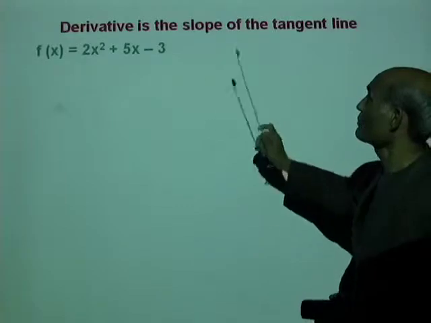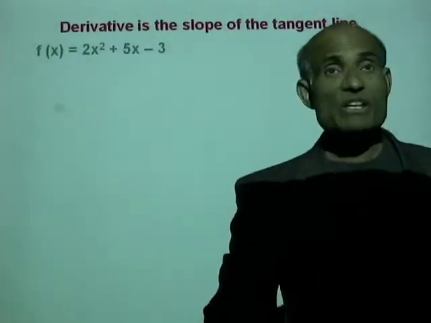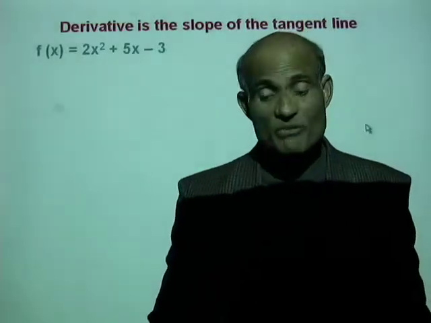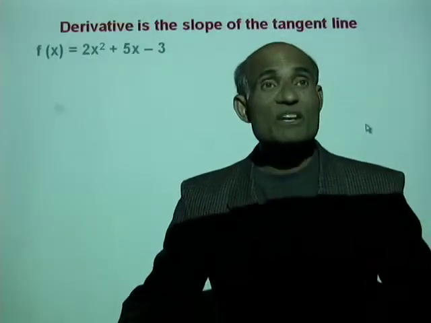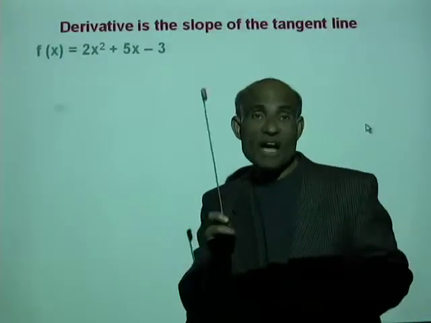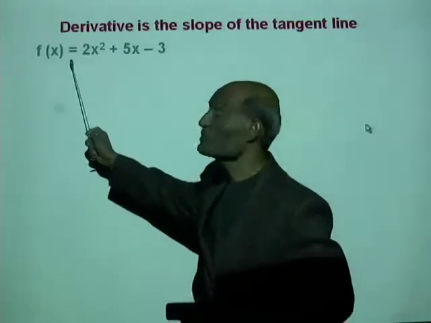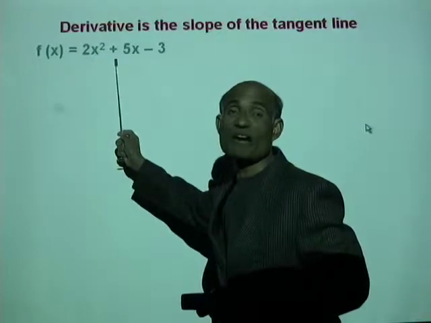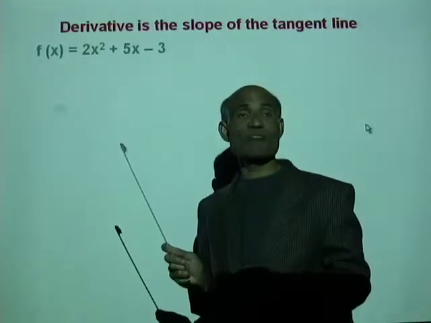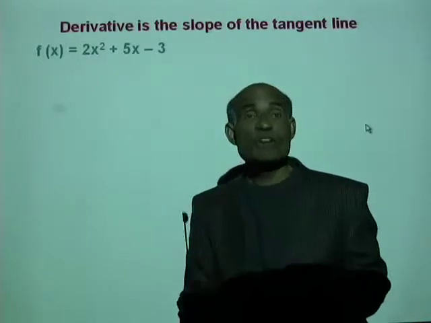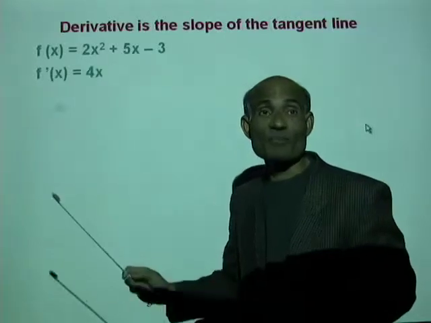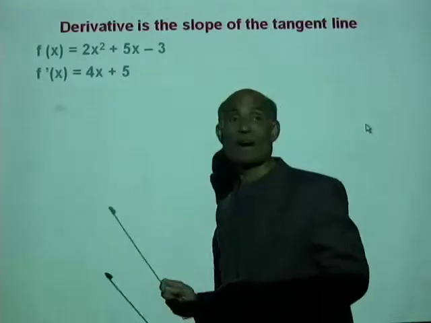We talked about this as the derivative is the slope of the tangent line, didn't we? So derivative of a function is the instantaneous rate of change, which is the slope of the tangent line at a given instant. And this is the function we have been finding the derivative of. If f of x equal to 2x squared plus 5x minus 3, what is the derivative we just found? What is f prime x? F prime x is 4x plus 5.